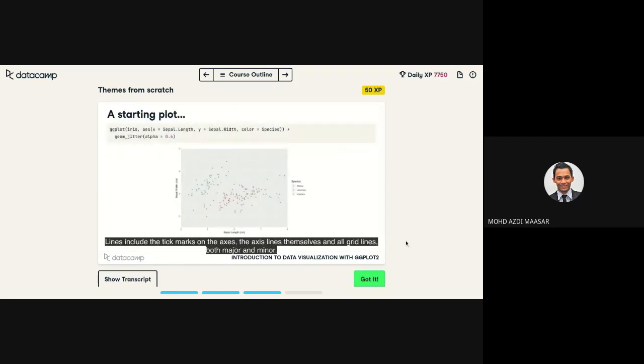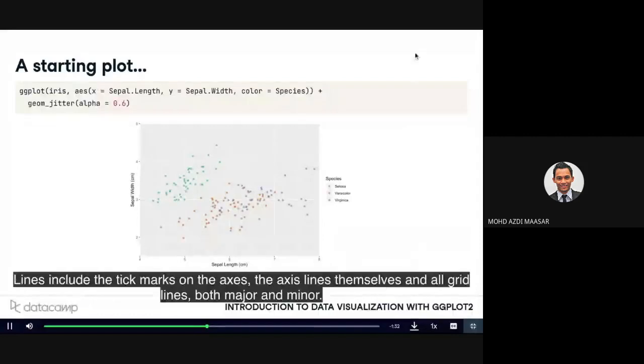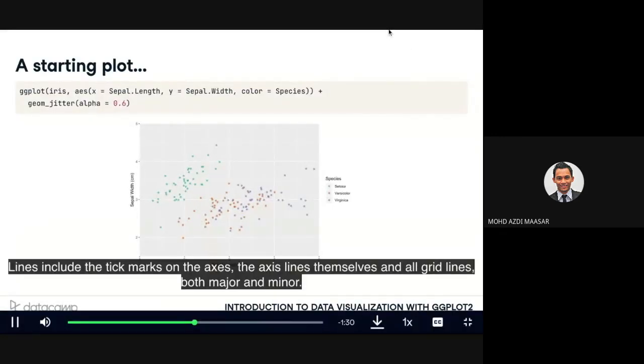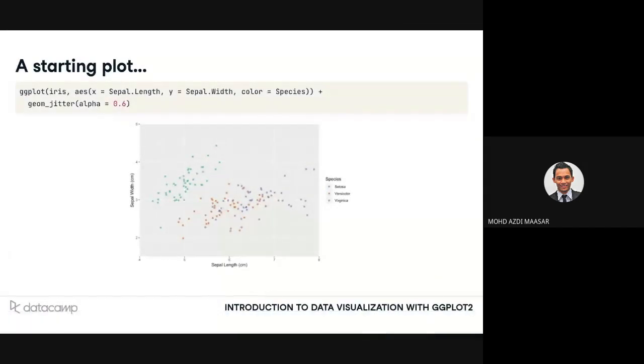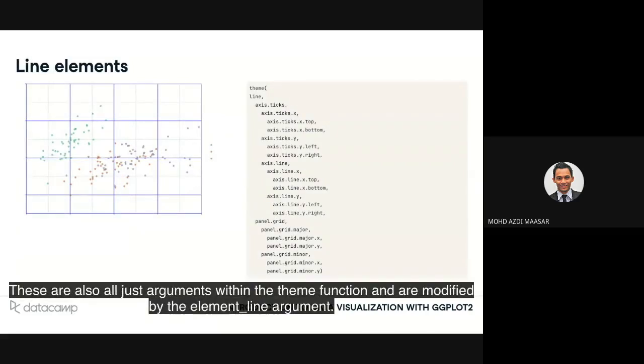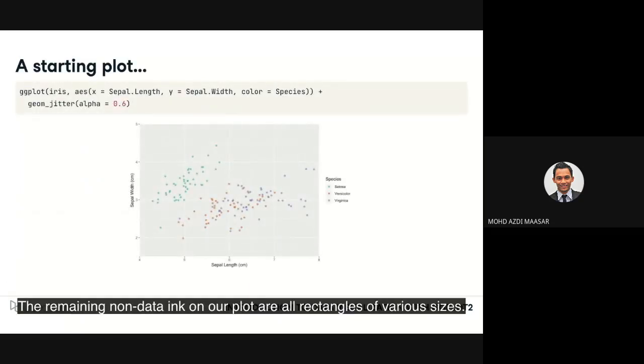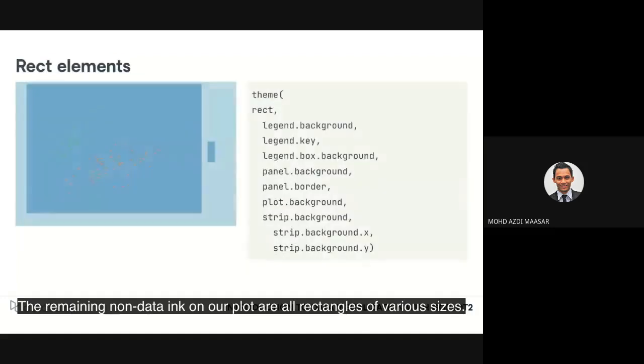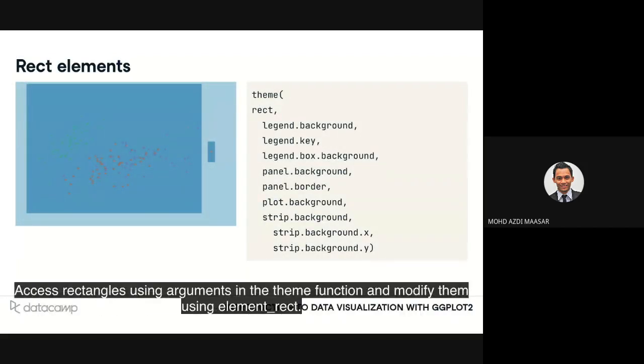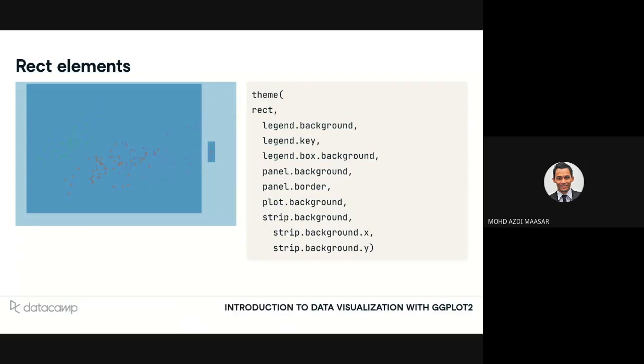Lines include the tick marks on the axes, the axis lines themselves, and all grid lines, both major and minor. These are also all just arguments within the theme function and are modified by the element_line function. The remaining non-data ink on our plot are all rectangles of various sizes. Access rectangles using arguments in the theme function and modify them using element_rect.